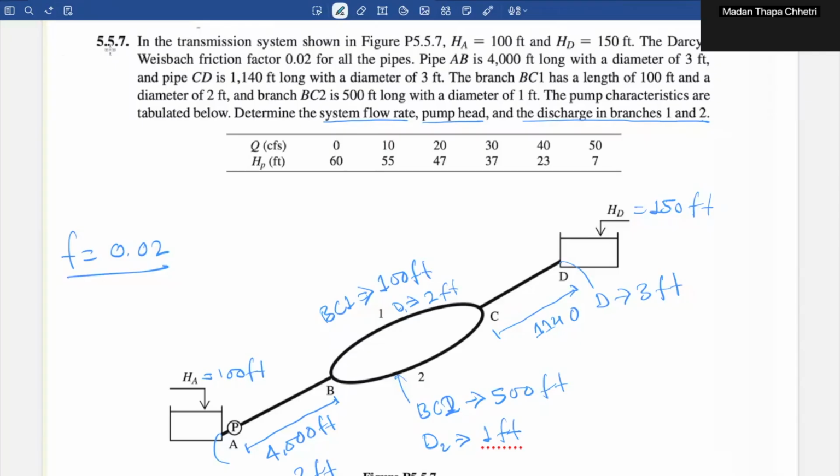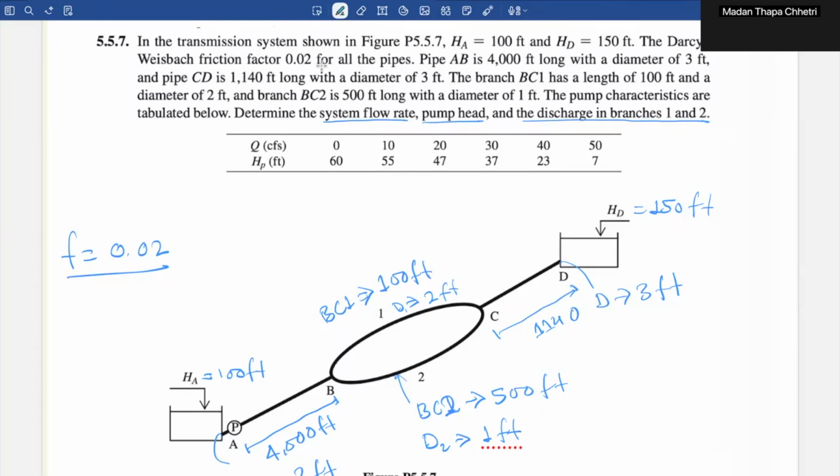Now let us start question number 5.5.7. This introduces something new: parallel branches between point B and C. The water can take two paths. This is very common in real water distribution systems. The key question is how do we handle this in our analysis?